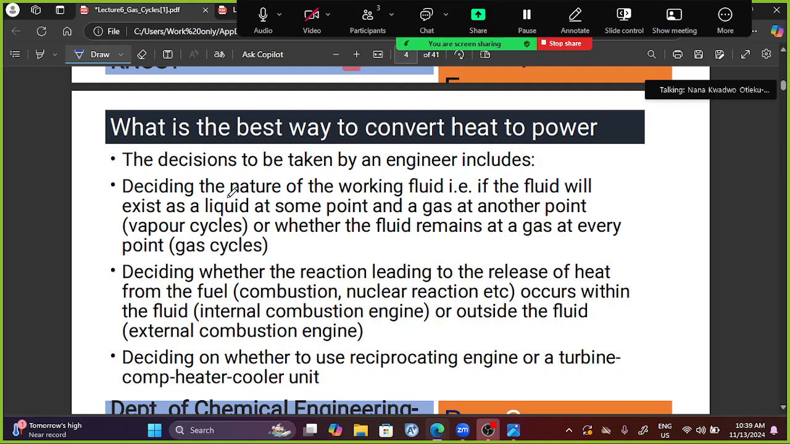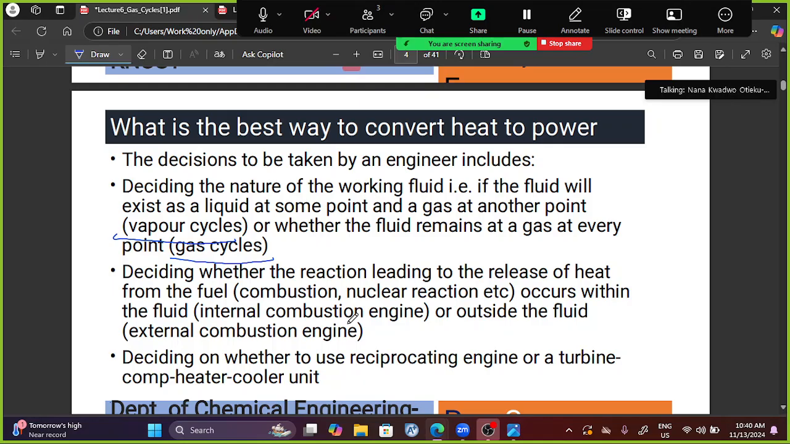Is it going to be the kind of fluid that would be a liquid at a point and become a vapor at a point, or is it going to be the kind of fluid that's going to be a gas throughout, right? If it's going to be liquid at a point and vapor at a point, that's what we call the vapor cycle. And if it's going to be gas at every point, that's what we call the gas cycle. So for today, we are going to focus more on the gas cycles.